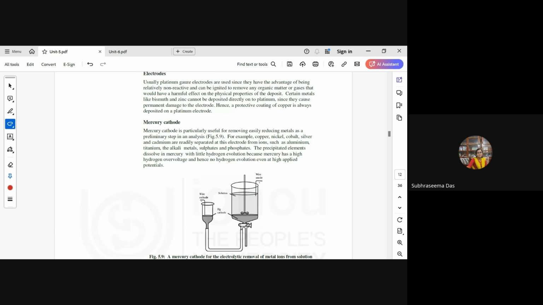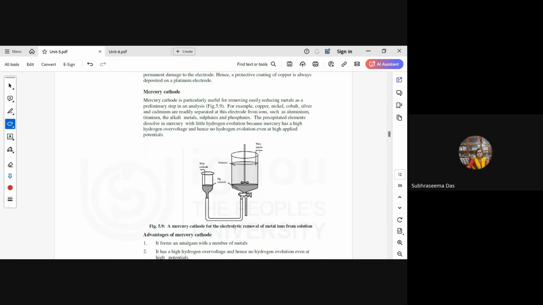Now, the mercury cathode is also used, particularly for removing easily reduced metals in preliminary steps. For example, copper, nickel, and cobalt are readily separated at these electrodes from ions such as Al3+, Ti2+, the alkali metals, the sulfates and the phosphates. The precipitated elements dissolve in mercury with little hydrogen evolution, because mercury has a high hydrogen overvoltage, and hence no hydrogen evolution occurs even at high applied potentials.